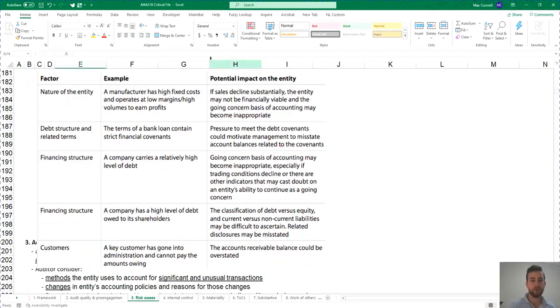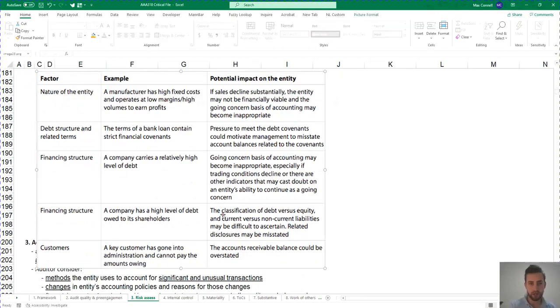So number one, debt structure and related items. For example, the terms of a bank loan contain strict financial covenants, and the potential impact might be pressure to meet the debt covenants could motivate management to misstate account balances related to the covenants. Another one could be financing structure. A company may have a high level of debt owed to its shareholders, and the potential impact on the entity is the classification of debt versus equity and current versus non-current liabilities may be difficult to ascertain. Related disclosures may be misstated.